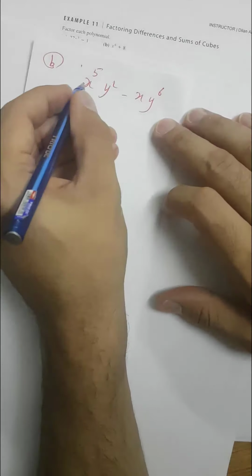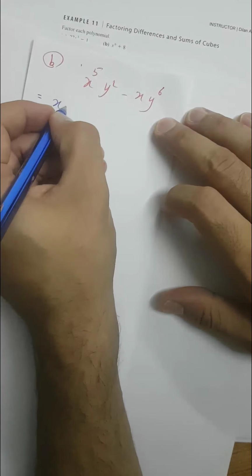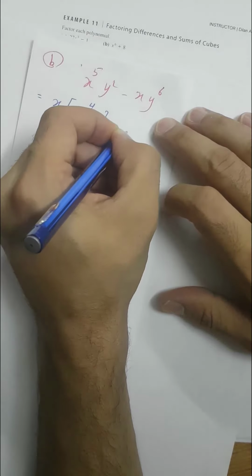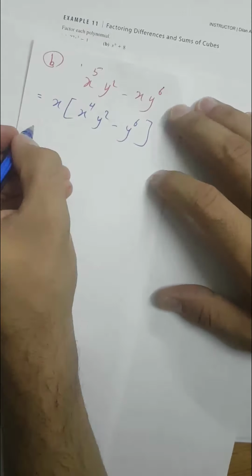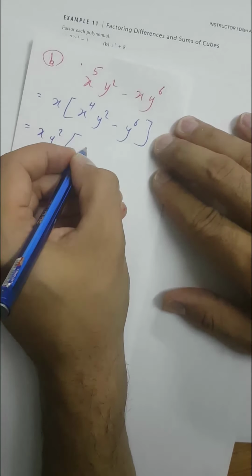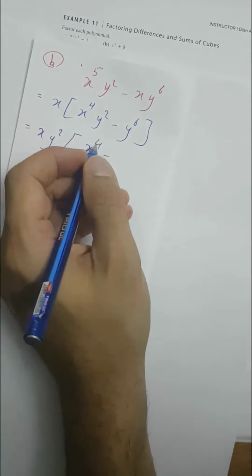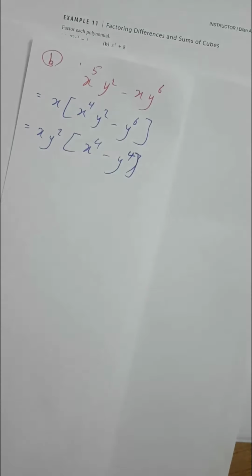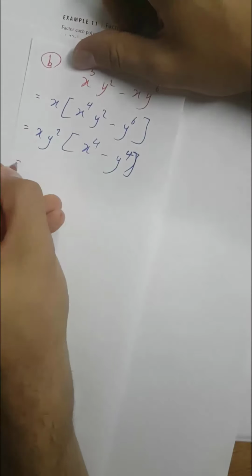In that case, between x and x to the power 5, I will take x to the power 4, which remains x to the power 4 y squared minus y to the power 6. Now it's time for factoring y. So I will get what? x to the power 4 minus y to the power 4. Am I right? Check it if you see there's something here.